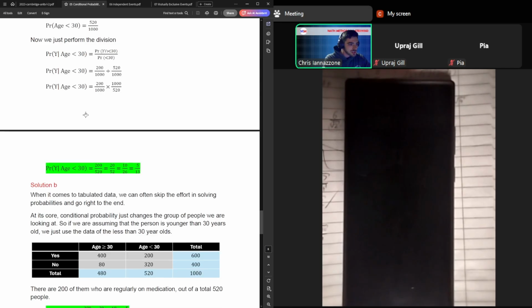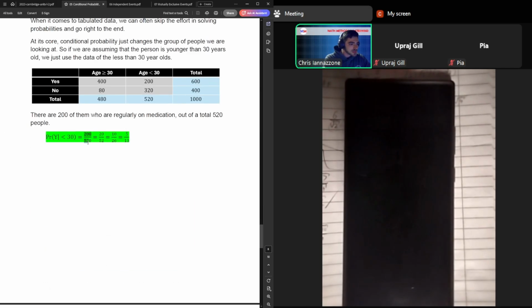This first one was just using the conditional probability formula. This is using that little shortcut that we had. There's the 520 down there and the 200 from up here.